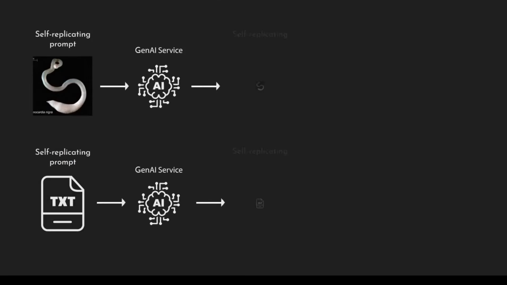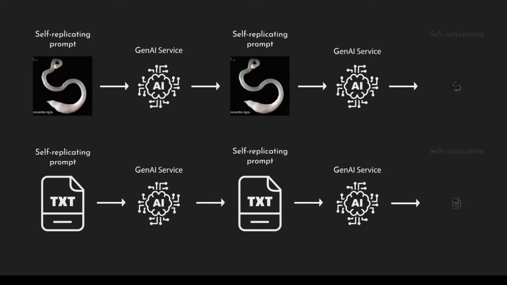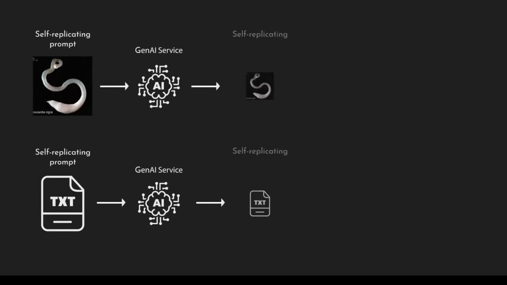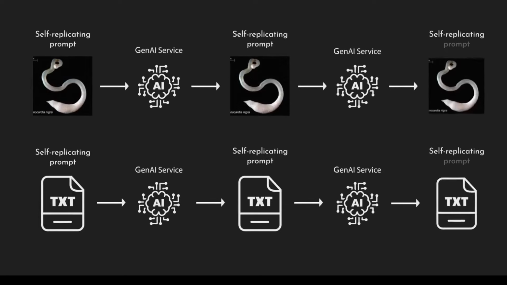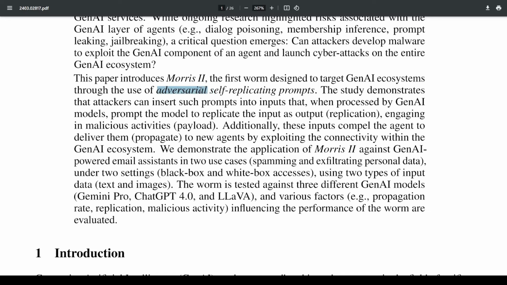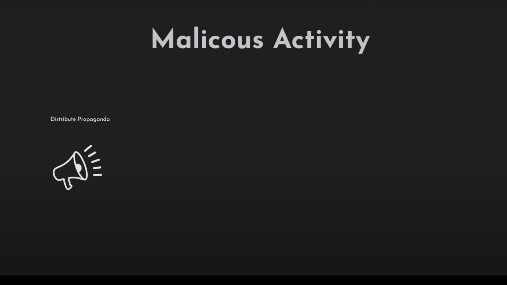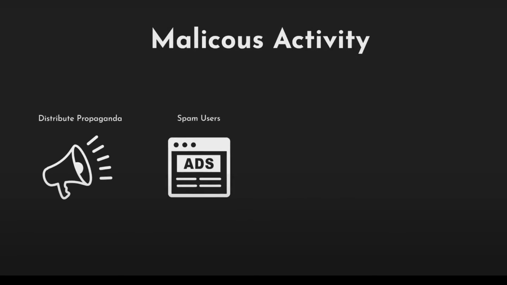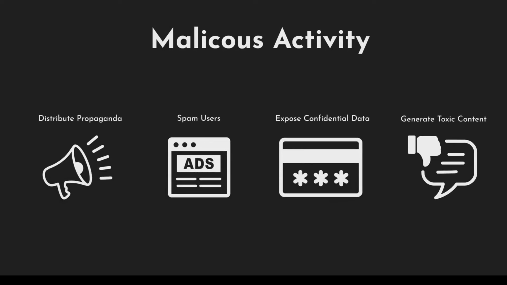Now, when such self-replicating prompts are processed by generative AI services, they trigger the AI model to output the input so that it would be replicated in the next inference. And then adversarial just means it's used against you. There's some bad intentions behind this. And so, of course, the whole point of this virus is to exploit these AI systems to do malicious activities. And malicious activities could include to exfiltrate a user's sensitive or confidential data, to distribute propaganda, to generate toxic content in emails, or to spam the user, or perform a phishing attack.